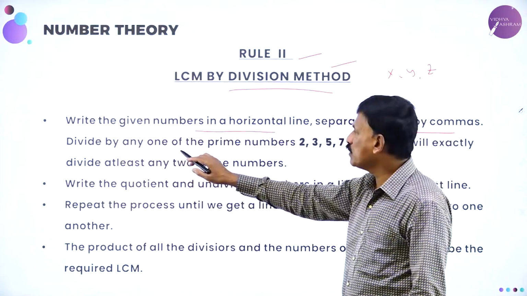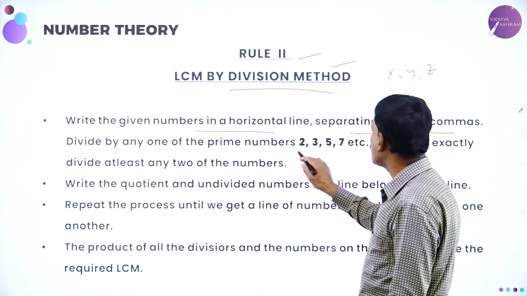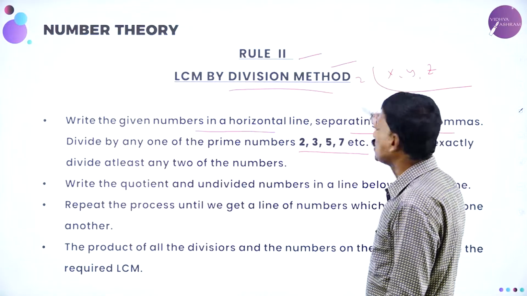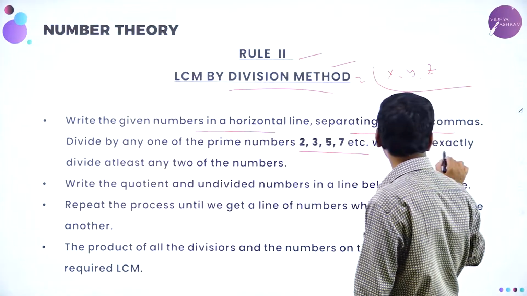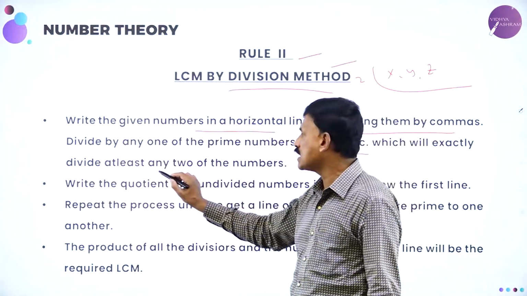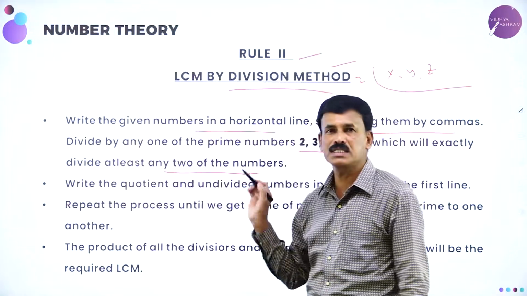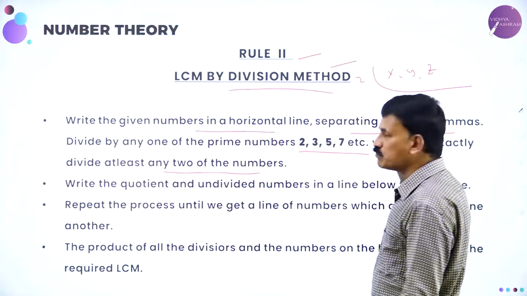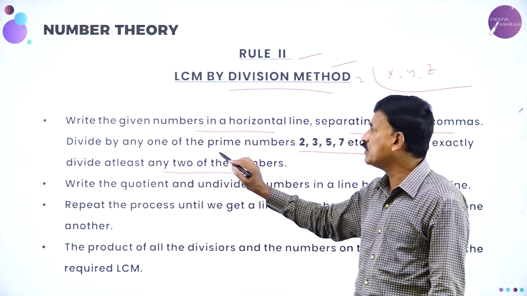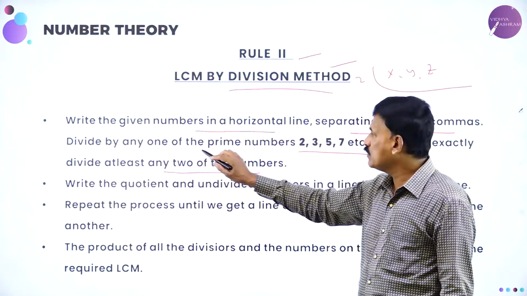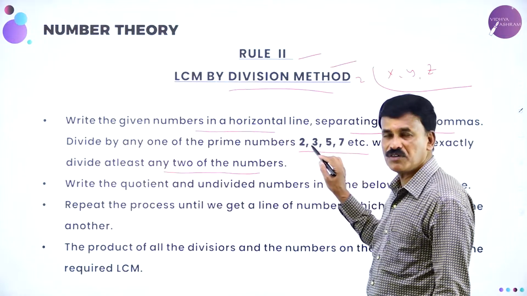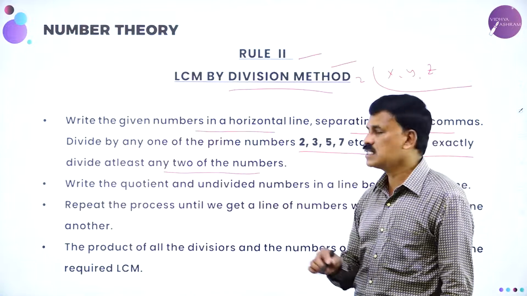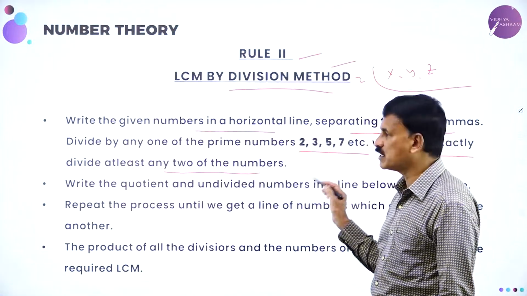Then divide by any one of the prime numbers 2, 3, 5 and 7, which will exactly divide at least any two of the numbers. So write down all the numbers in a horizontal line separated by commas and divide by any one of the prime numbers 2, 3, 5 or 7, which will exactly divide at least any two of the numbers.